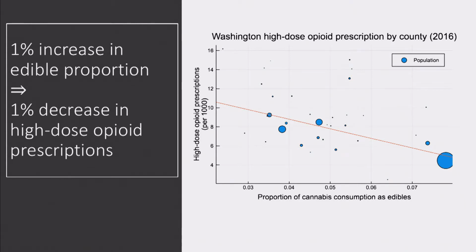So for example, this is Washington in 2016. Each dot here is a county, proportional to size. And you see on the x-axis the proportion of the cannabis consumed as edibles in each county, and on the y-axis the rate of high-dose opioid prescriptions.